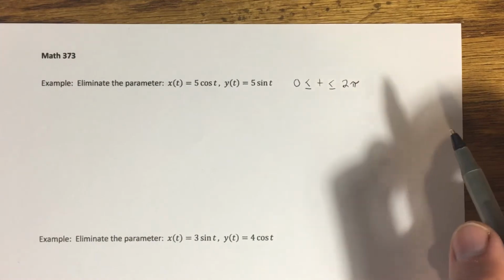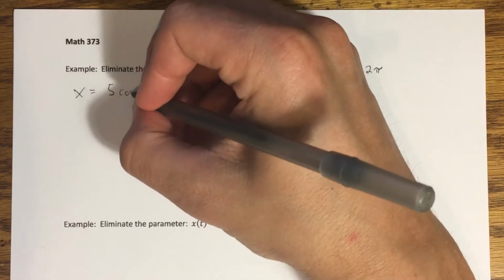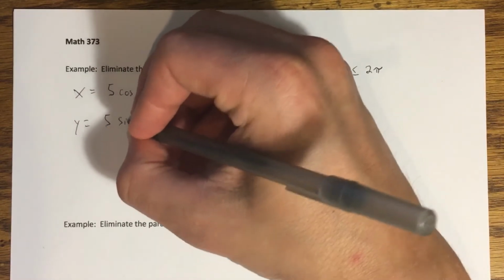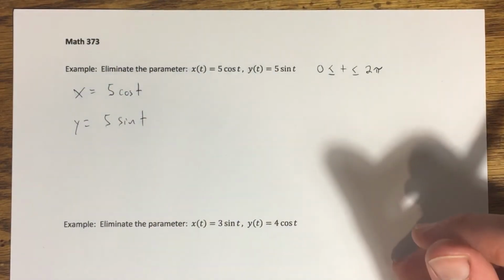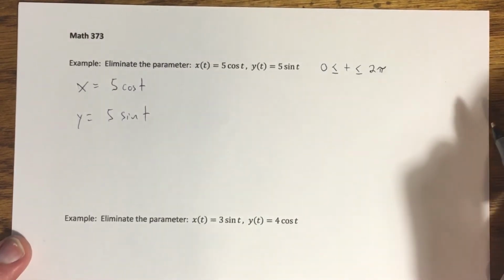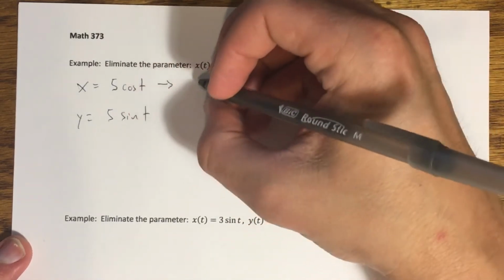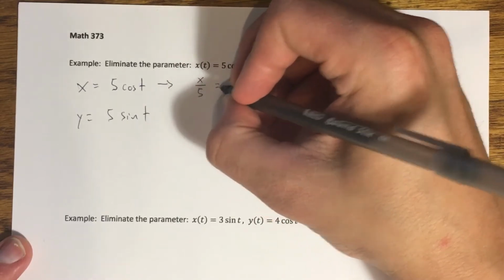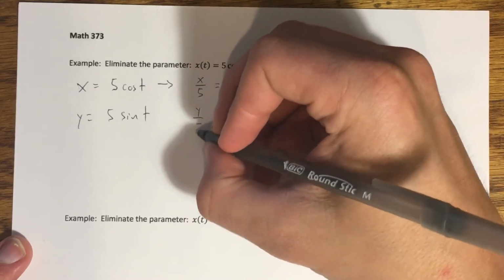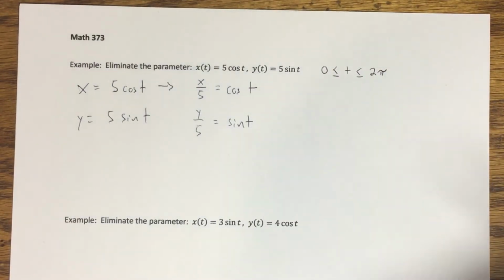Let's start by doing what we've done every time and just write this as x equals 5 cosine of t and y equals 5 sine of t. Rather than solve for t, I'm going to solve for cosine of t and for sine of t. Notice, if I divide both sides by 5, I get x over 5 equals cosine of t. And if I divide both sides by 5 here, y divided by 5 equals sine of t. Still doesn't seem like we have a way of eliminating the t.